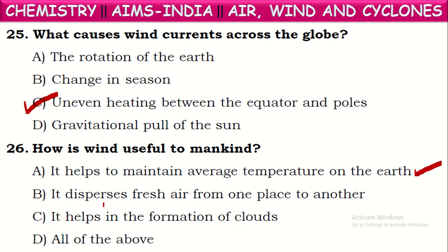And it disperses fresh air from one place to another. Yes, because of wind currents, air will be moving from one place to another. And the other one, it helps in the formation of clouds. Yes, it is also correct. Clouds are formed because of the winds only. So these three are the main uses of the wind. You can say all of this is the correct answer.